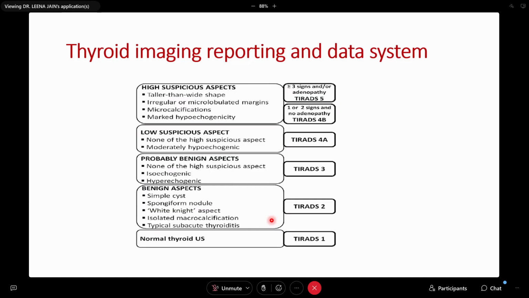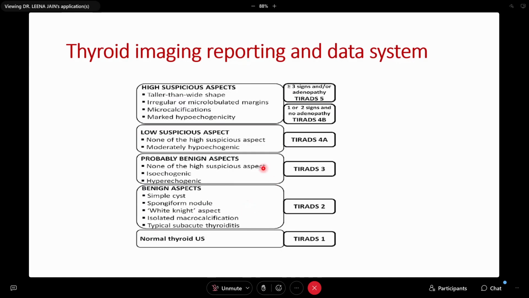So in each of the gradings, under TI-RADS 1 there is nothing. Under TI-RADS 2 also, you can have a calculation like 1, 2, 3, 4, and you do an overall calculation in these cases. So when will it be benign? When there is isolated macrocalcification, when there is subacute thyroiditis, or when a simple cyst is present. That shows it is TI-RADS 2, or benign.